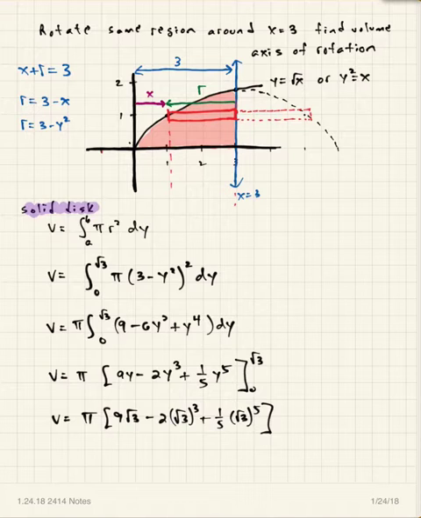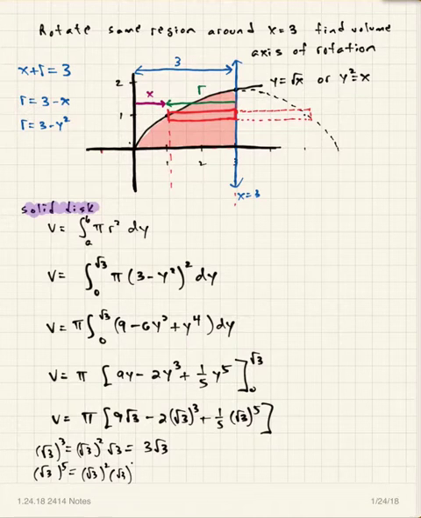And remember we've talked about this on the last screen. Square root of 3 cubed is really the square root of 3 squared times the square root of 3, and so that's 3 times the square root of 3. And the square root of 3 to the 5th is really square root of 3 squared times the square root of 3 squared times the square root of 3. So that'd be 3 times 3, or 9 times the square root of 3.